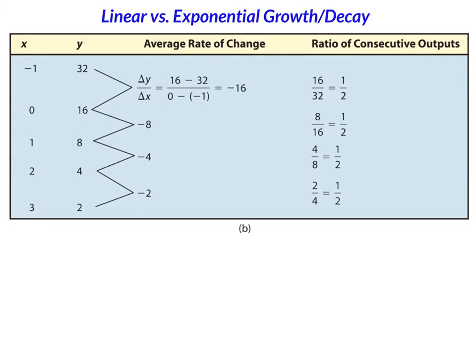And here I have my second table with my inputs and my outputs. Each of these represents a point on the graph. I first find my average rate of change, so change in y over change in x, and I notice that they're different rates of change, unlike the last table of values I had. But it seems like there's a pattern here: -16, -8, -4, and -2, that might create a pattern. But then what I look to is my ratio of consecutive outputs. So 16 over 32 is going to be 1/2, and 8 over 16 is 1/2, 4 over 8 and 2 over 4 are both 1/2 as well. That points to an exponential function.